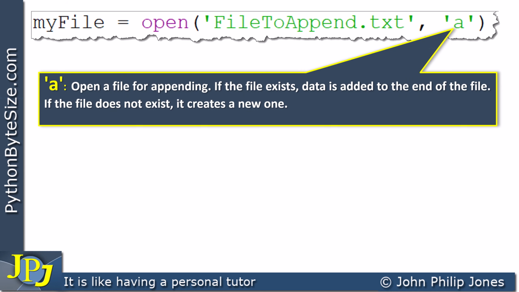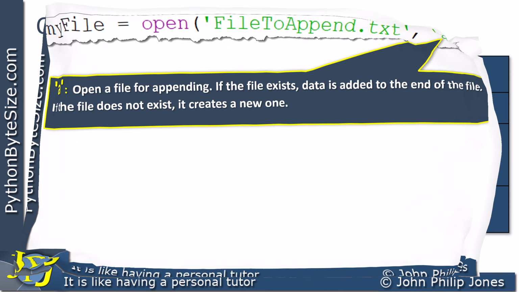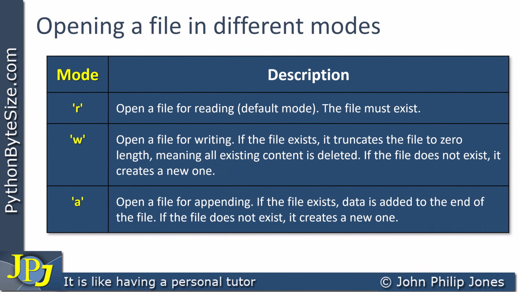Let's move on and look at the next program statement. And here you can see we're using a lowercase a in quotes. Now this opens a file for appending. If the file exists, data is added to the end of the file. If the file does not exist, it creates a new one. Let's summarize all of this in a table.